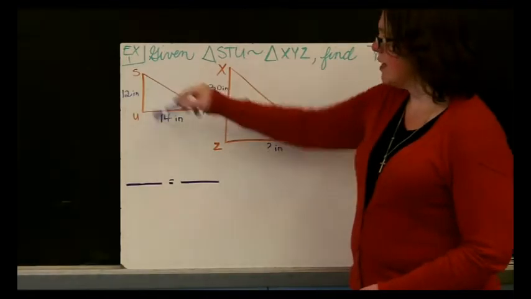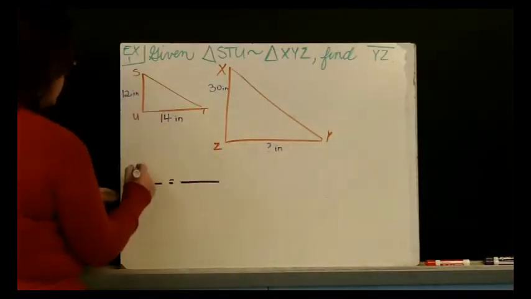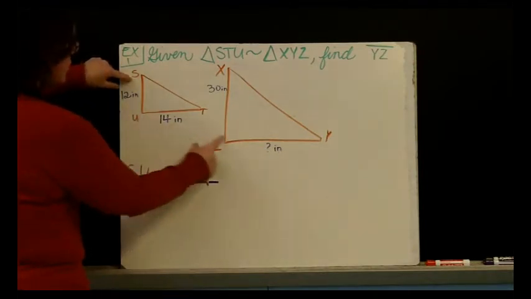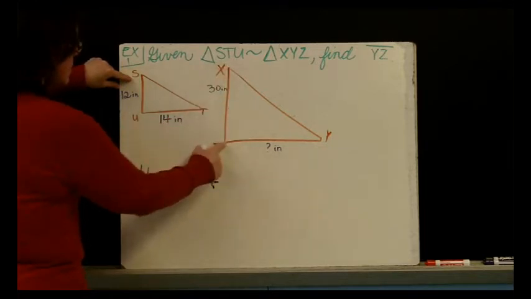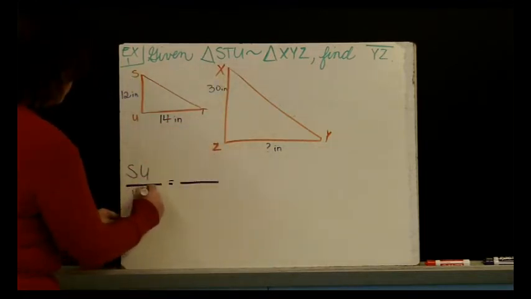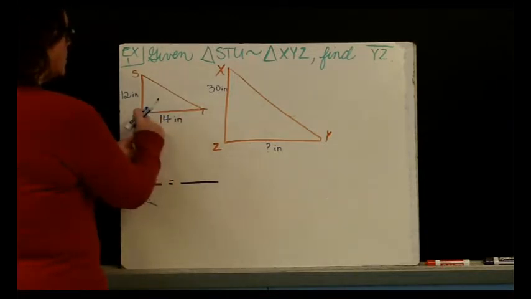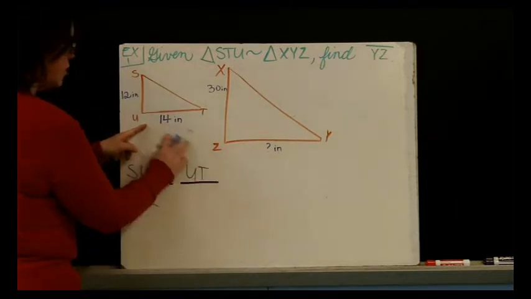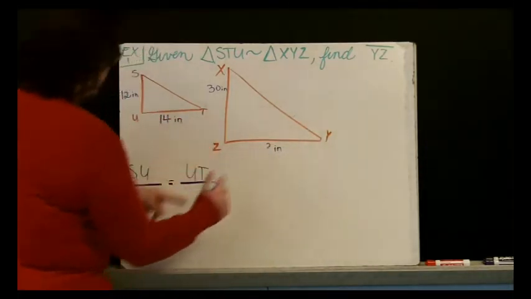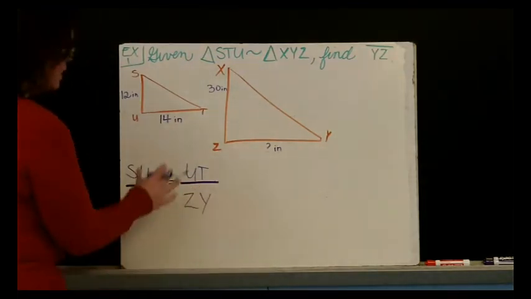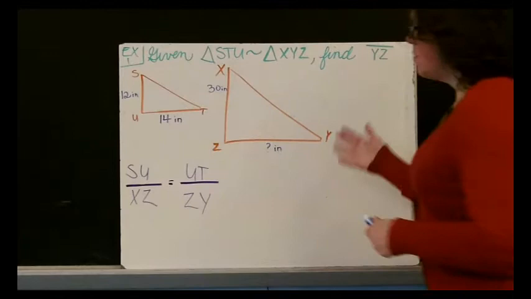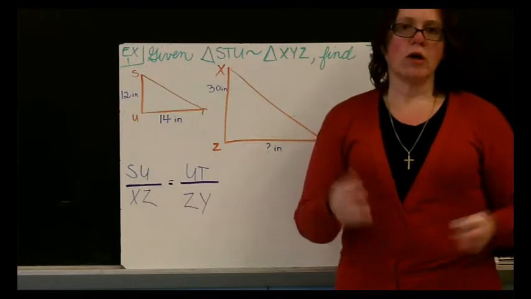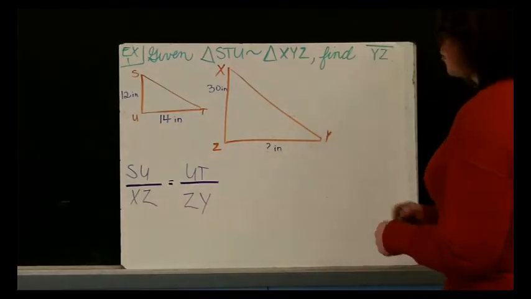Let's start with this side length. We'll call this side SU. We'll put that in the numerator. And in the denominator, we'll put the side that corresponds with SU, and that is side XZ. Next, we'll work on the base. This side we'll call UT, and then the side that corresponds with it is ZY. I like doing this first because then it makes it easier to just fill in the values, and we can make sure that our proportion is set up the proper way.